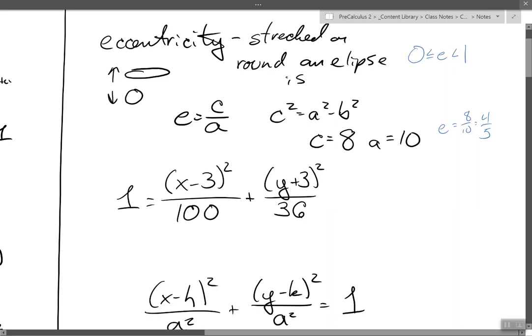For this example right here, we have (x minus 3) quantity squared over 100 plus (y plus 3) squared over 36, and we're asked to find the eccentricity of this ellipse. All circles are ellipses, but not all ellipses are circles. That's the same thing for rectangles and squares. So it's best to call it an ellipse until you know for sure it's a circle. The steps we need to take are to find A, to find B, to calculate C, and then write that fraction. If you want to take a moment to pause the video and go through finding A and B and then calculate C to get your fraction, do that at this time.